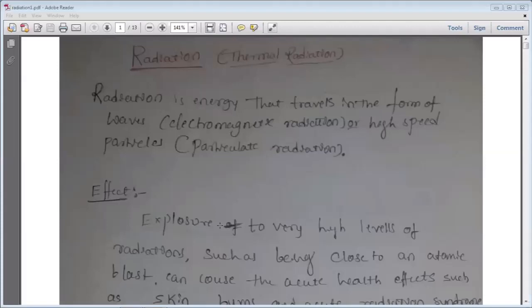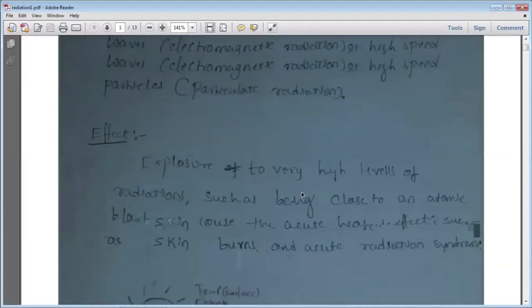Now the effects of radiation. Radiation occurs in nuclear energy, in a radiator, and also in the case of an atomic blast. Whatever happens there is due to the radiation only, and it can cause acute health effects such as skin burns and acute radiation syndrome.